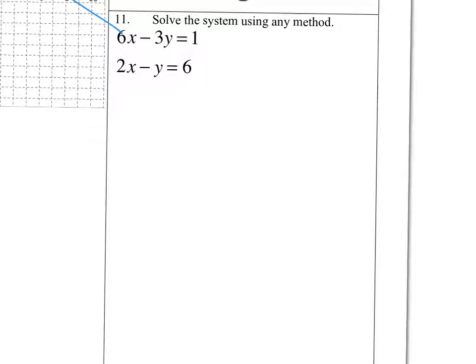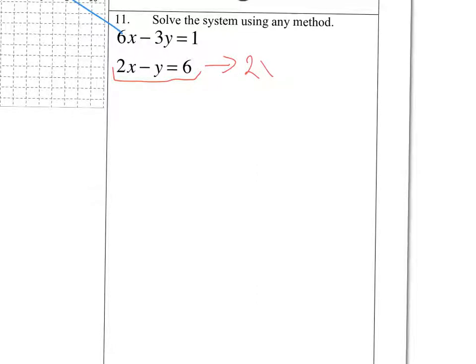Number 11, we're going to solve using any method. I would totally solve this using elimination, but because I know some of you absolutely love substitution, I'll solve this using substitution. To get the y by itself, I'm probably going to add y to both sides and subtract 6.